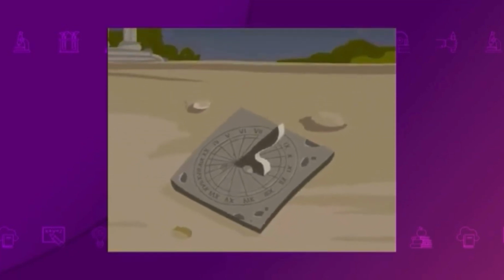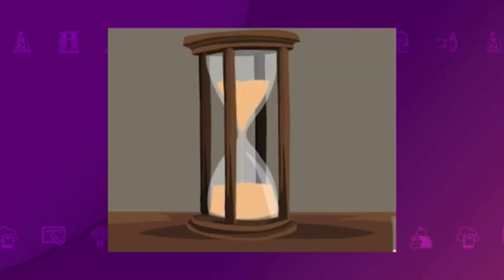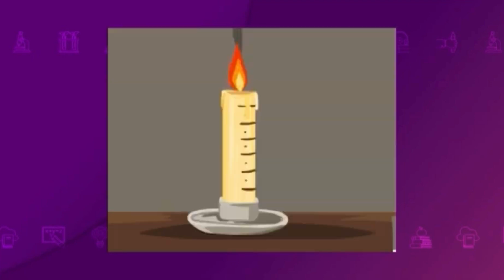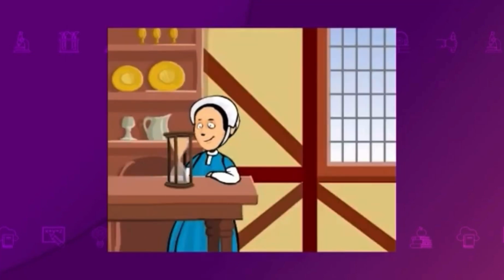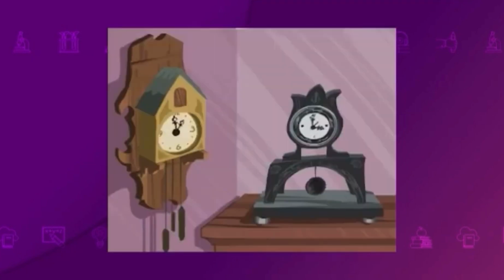Sundials were useless during the night or when the sky was cloudy. That is why people invented hourglasses, water clocks, and the so-called candle clock. However, they were quite inconvenient, as one had to remember to constantly turn the hourglass upside down. Hourglasses and candle clocks were finally replaced with mechanical clocks.